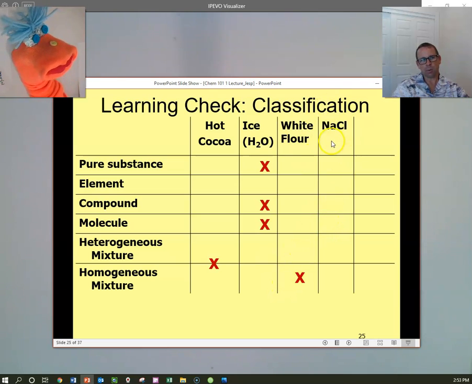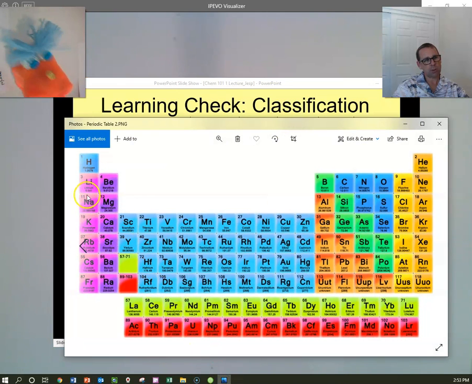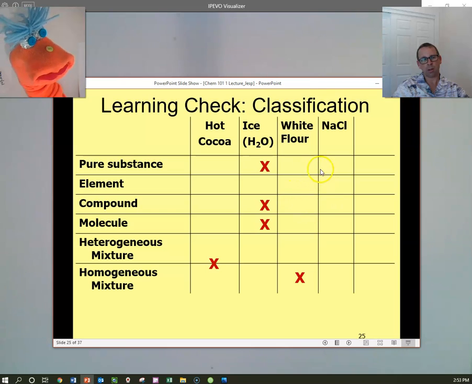How about sodium chloride? What would we say sodium chloride is? It's an ionic compound, so it's going to be a compound. How did you know it's an ionic compound? Because it has a metal. It does? Yeah, sodium, right there, number 11. Okay, yeah, right. You're correct. Sodium is a metal and chlorine is a nonmetal, so it's an ionic compound. Is it an element? Why not? Because it has two different kinds of elements. It's a compound. Okay, so it's not an element.